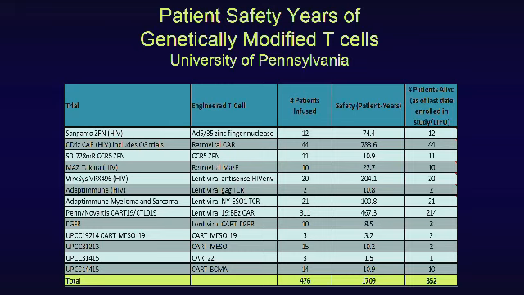So at Penn, we have treated close to 500 patients with gene-modified T cells in HIV or in cancer, and we now have over 1,700 patient safety years with the absence of genotoxicity modification in T cells.